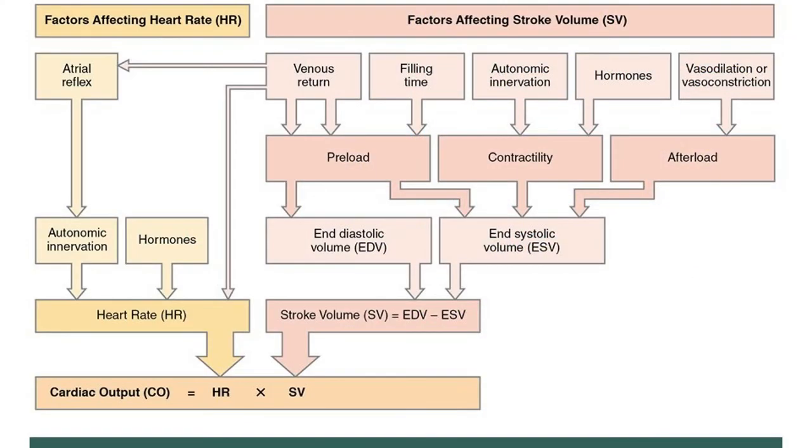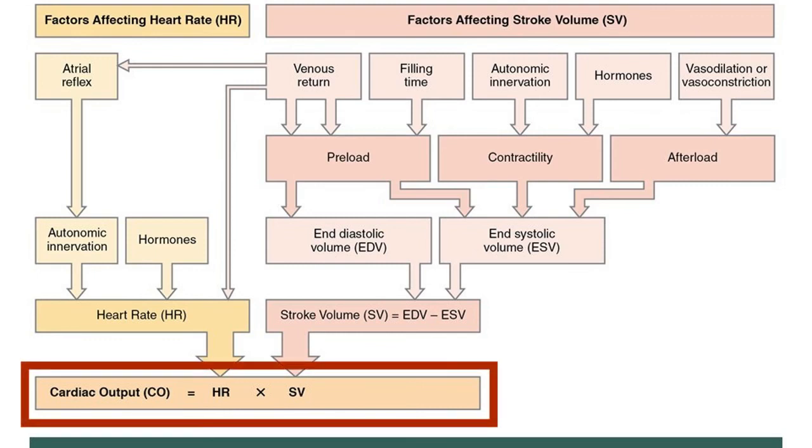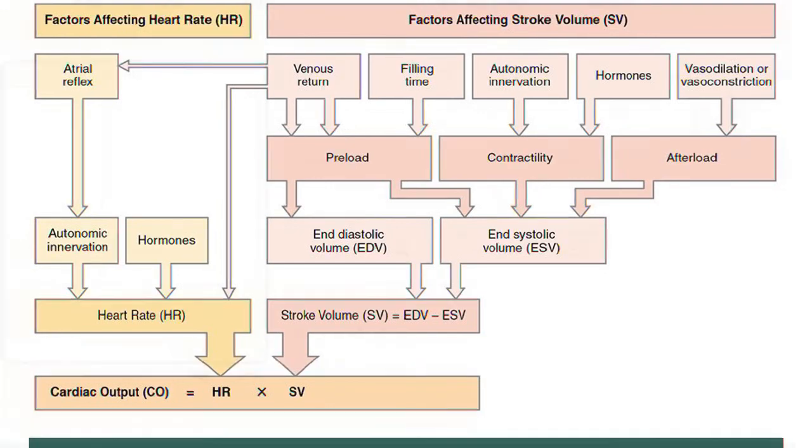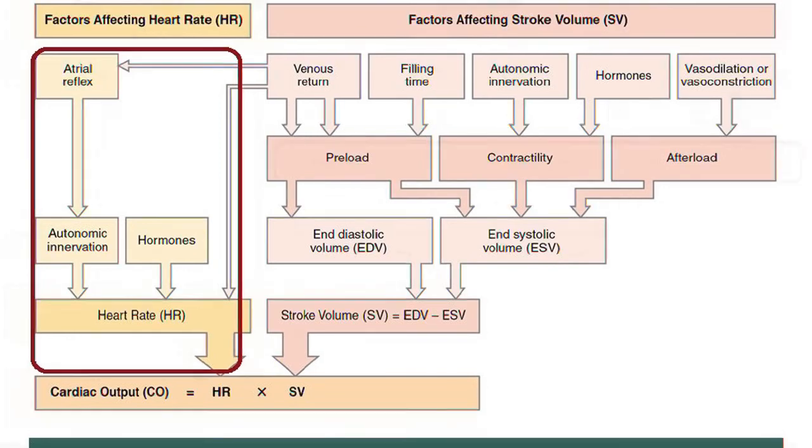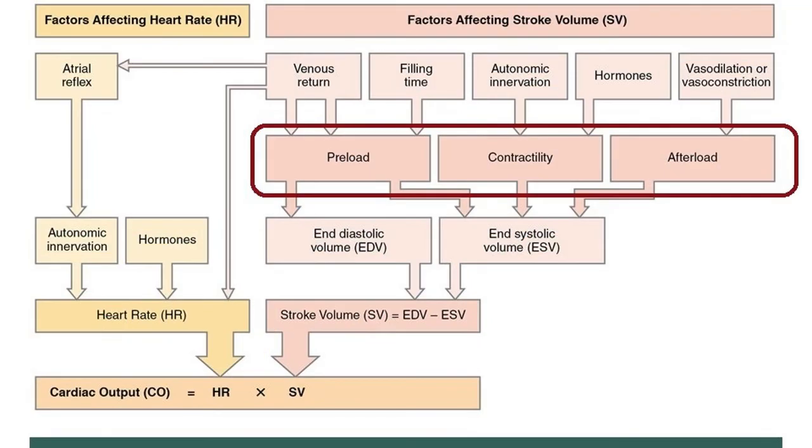This diagram shows you all the factors that affect cardiac output. So cardiac output equals heart rate times stroke volume. Heart rate is affected by atrial reflex, autonomic innervation and hormones. Stroke volume is affected by preload, contractility and afterload.